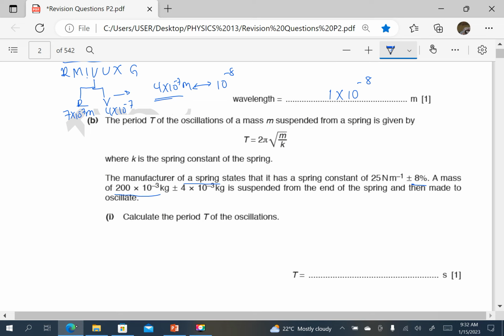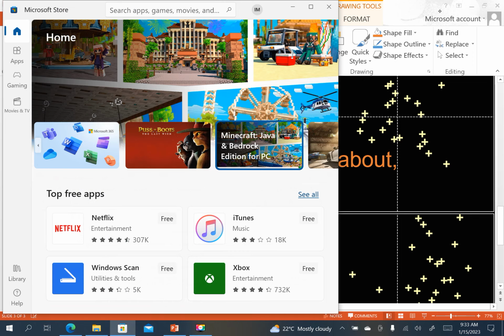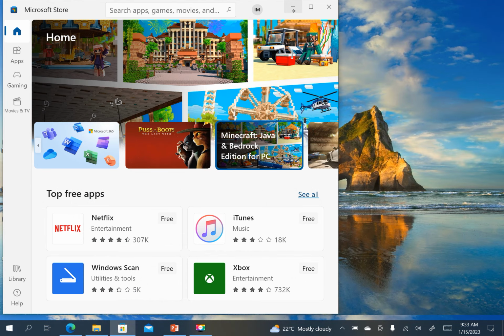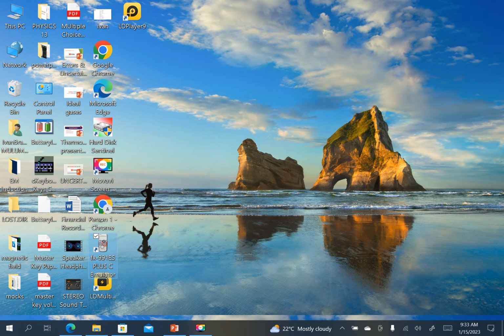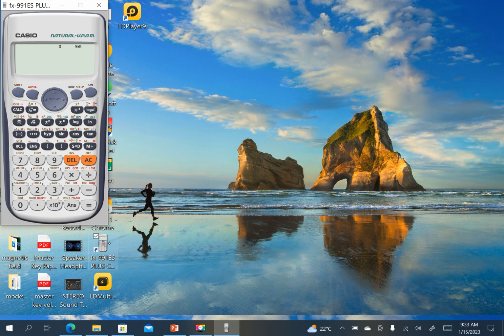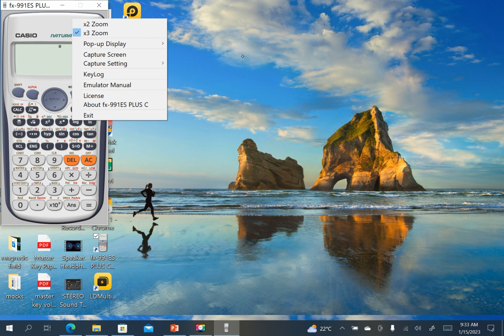So we just substitute in that expression. The period T is going to be equal to 2 pi square root of 200 times 10 power negative 3 divided by 25. So this time I think I have a calculator here. Let me try to find a calculator. Okay, so I have my calculator here.